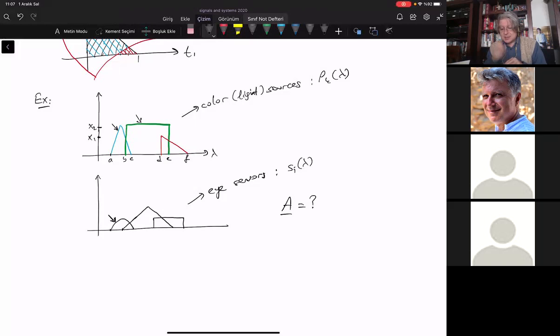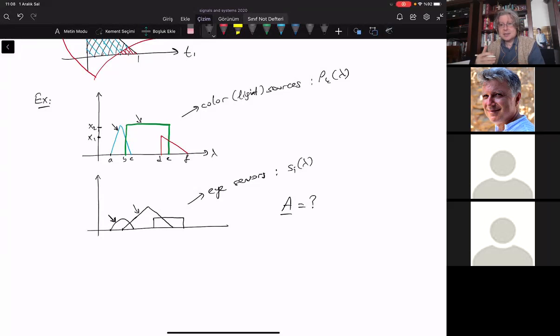What is the first sensor response to the third input? As far as I can see from this figure, it is 0, because they don't overlap. So their multiplication is 0, and when you integrate 0, you will get nothing. Then you continue with the second sensor response to the first input. They are overlapping, so they have a multiplication region. You find the area under that multiplication.